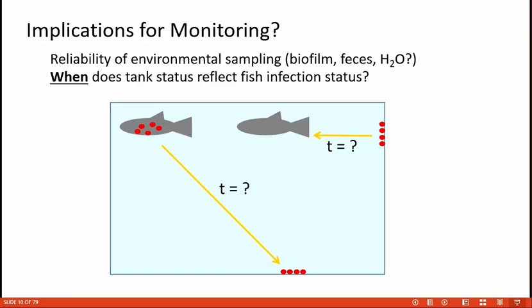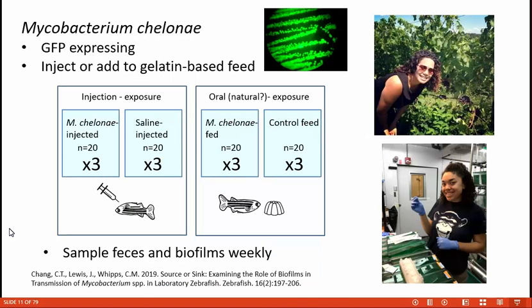So remember, mycobacteria can live in surface biofilms, and one of our big questions was, how soon can we detect mycobacteria in biofilms or detritus in a tank if we have infected fish? And then the other question we want to know is, if you have mycobacteria living in biofilms, how soon do fish get infected? How soon can that occur? And so we set up two different experiments, and this work was done by my PhD student, Carolyn Chang. Lots of help here from Jet Lewis, who was one of our undergrad research assistants.